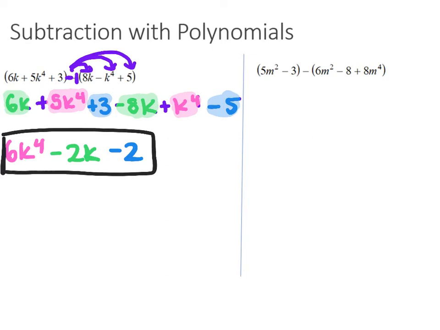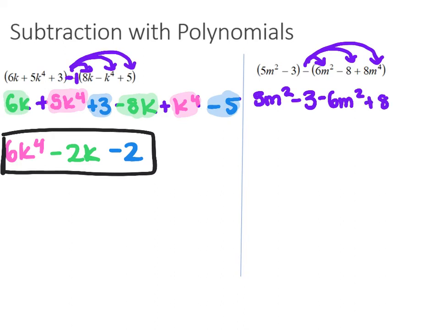For the next example, we again have to start by distributing the negative. So if I distribute the negative to all the terms, I start with 5m squared minus 3. Negative times 6m squared becomes minus 6m squared. Negative times negative 8 is plus 8, and negative times 8m to the fourth is minus 8m to the fourth.